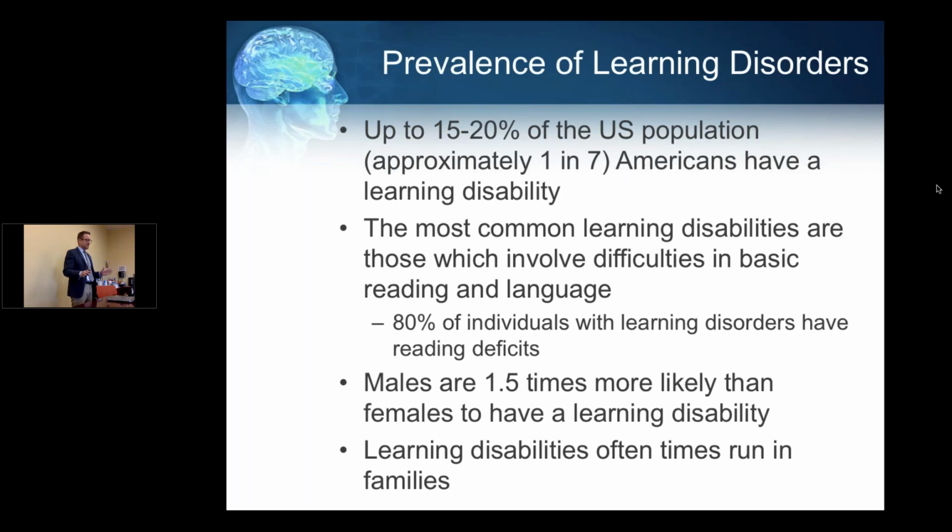So when we take a step back and we consider all the potentially overdiagnosed children, it's anywhere 15 to 20% of the population. So you figure 1 in 7 of Americans. And Americans do tend to get diagnosed at a higher rate than other countries.